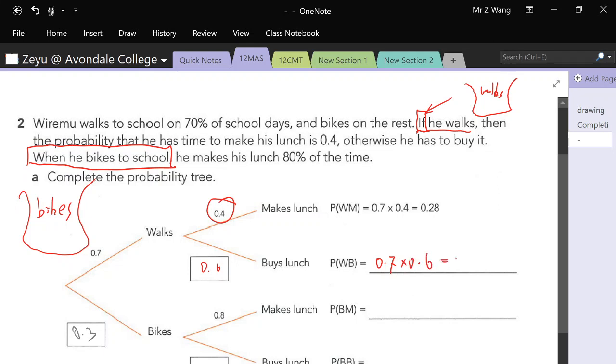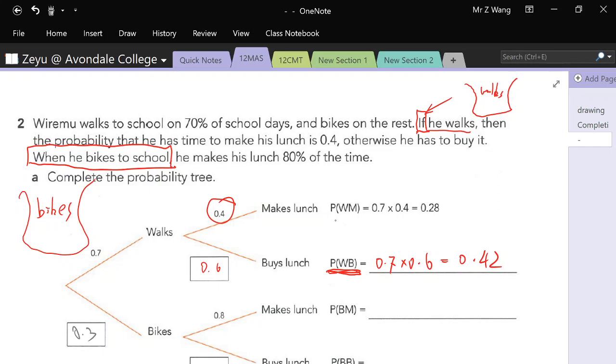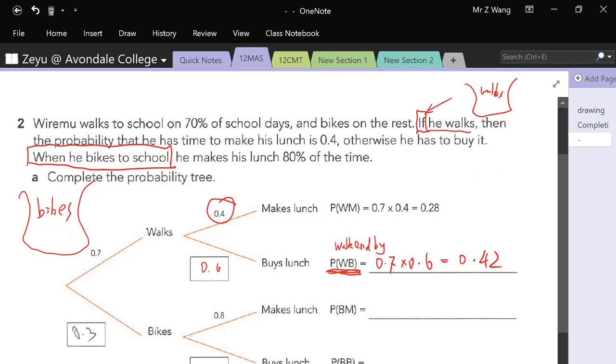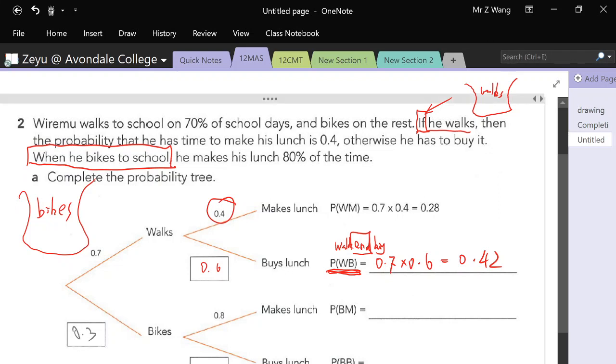Can you interpret this probability? So the probability of... can you interpret it in English? So the probability of people who walk and buy their lunch. Yeah, so that's exactly what I want to hear, right? Because it's "and". So that's the key word.